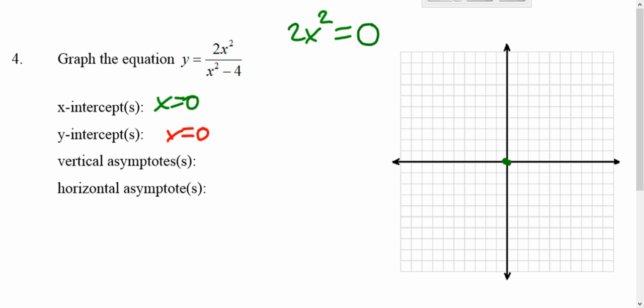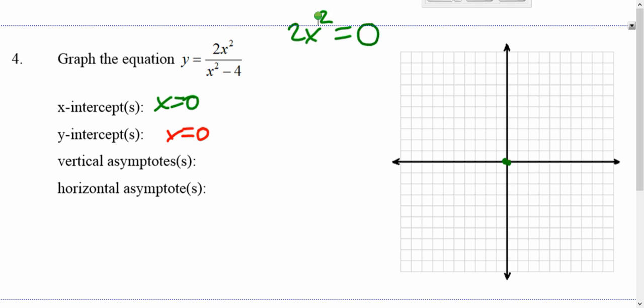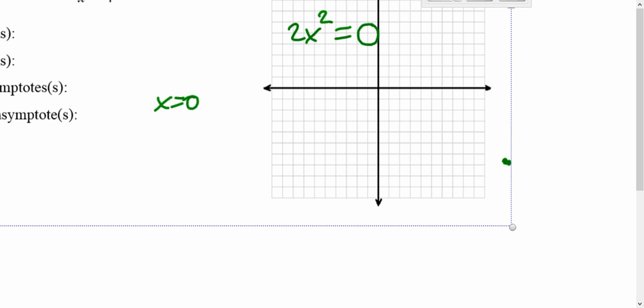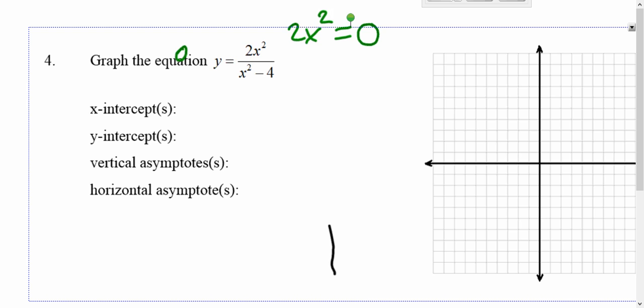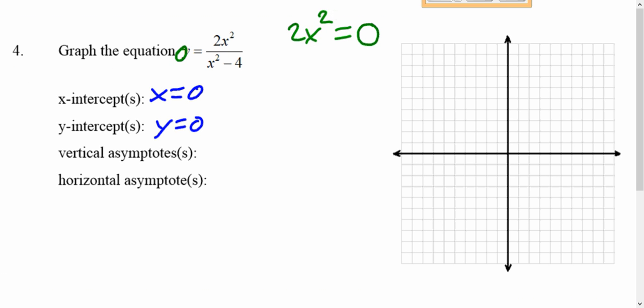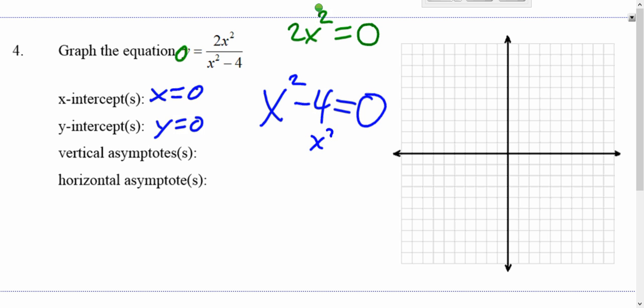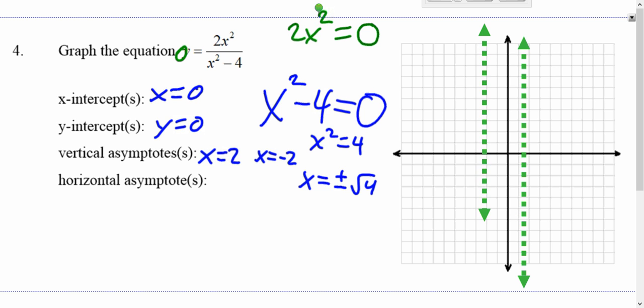Vertical asymptotes. For vertical asymptotes, you set the denominator equal to 0, so you take x squared minus 4 equals 0. And we're solving that. So we're going to add 4 over. You get x squared equals 4. Square root both sides. You get x equals plus or minus the square root of 4. We got 2 of them. X equals 2 and x equals negative 2. 2 vertical asymptotes. X equals 2 and x equals negative 2.